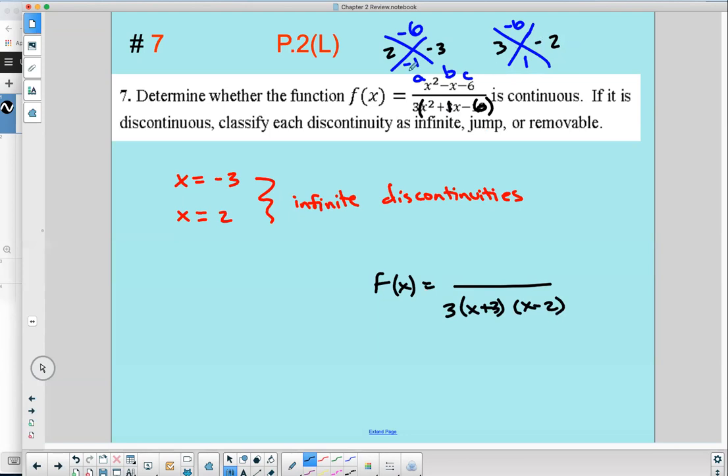That's the denominator. This is the numerator: x plus 2, x minus 3. Now this is very important for you. Are these x plus 3 and x minus 3 exactly the same? Can I remove them? Can I cancel them? No, I cannot. They're not the same. So they're not removable. They're infinite. You see how these are not the same? So they're not removable. So it's an infinite discontinuity.